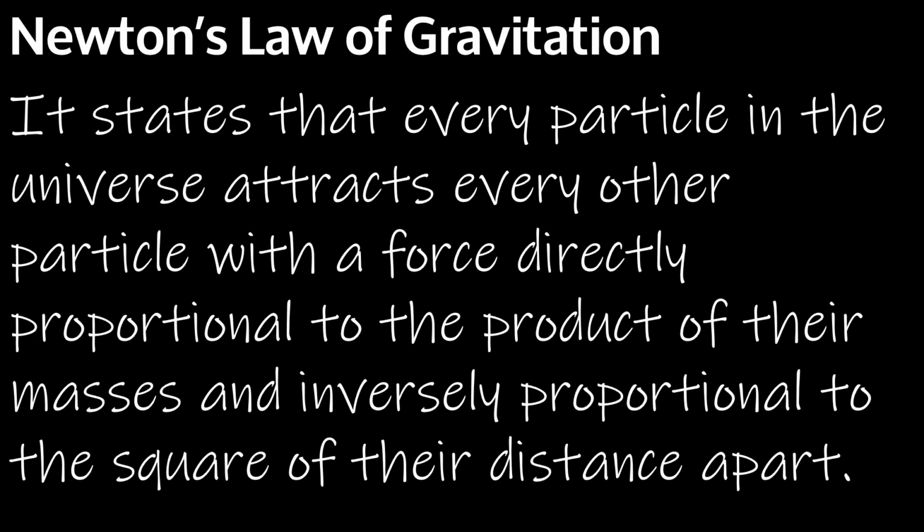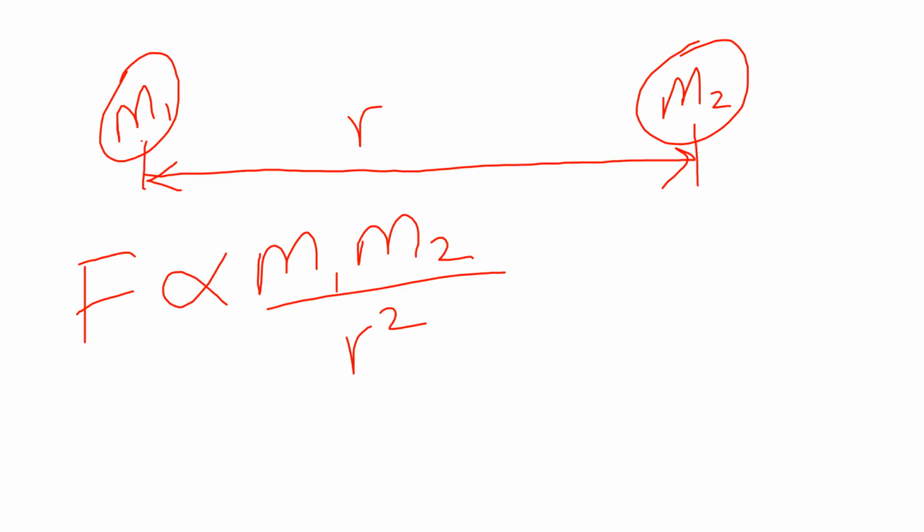So let's state it again. Newton's law of gravitation states that every particle in the universe attracts every other particle with a force directly proportional to the product of their masses and inversely proportional to the square of their distance apart. You can go further and simplify this: where there is a proportionality sign, you put an equal sign and a constant. So we can write it like this.